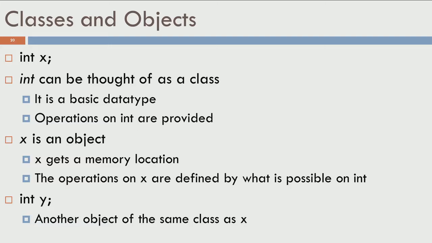This is all okay for basic data types. For basic data types you really do not need classes and objects. This distinction is not really necessary because the language itself gives you all of that. The operations that you do on integers and so on are already given by the language. Whereas, if you have a user-defined data type, then it becomes useful and necessary to define what is allowed and what is not allowed, and to define what operations can be done.